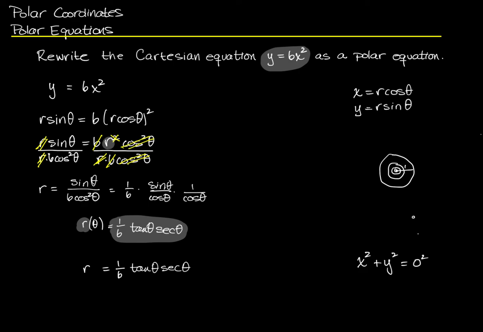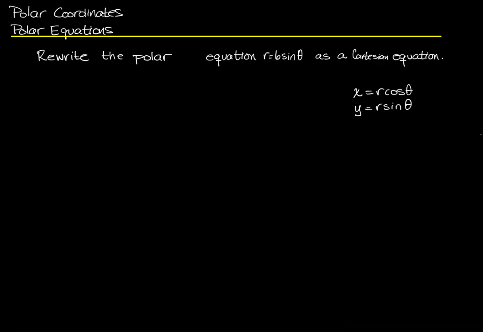But what if I give you a polar equation and ask you to write it as a Cartesian equation? Here's our polar equation, r equals 6 sine theta. Let's recopy it here.